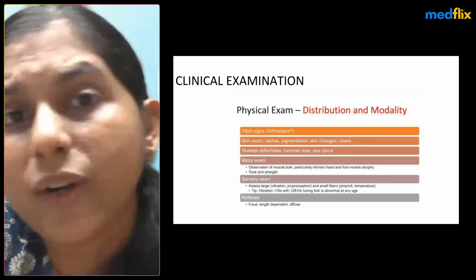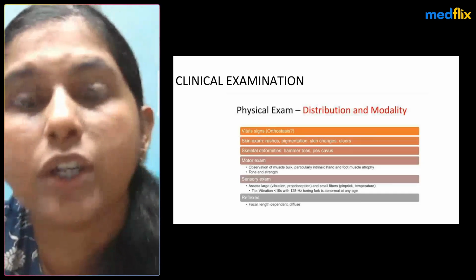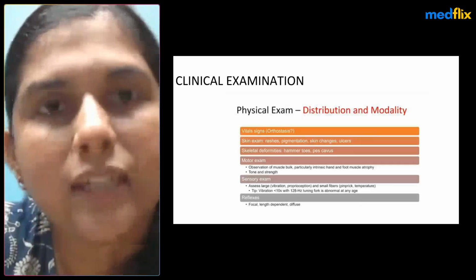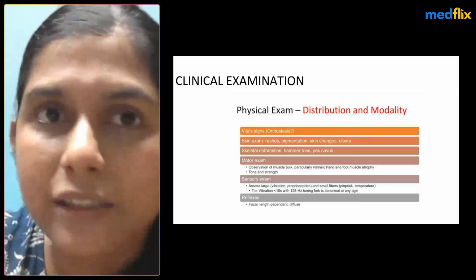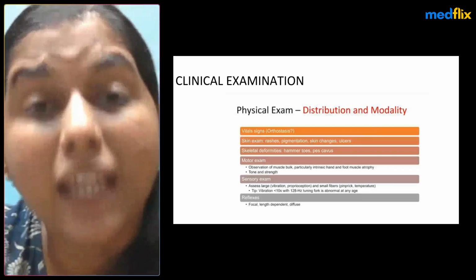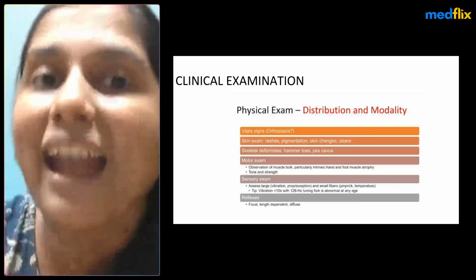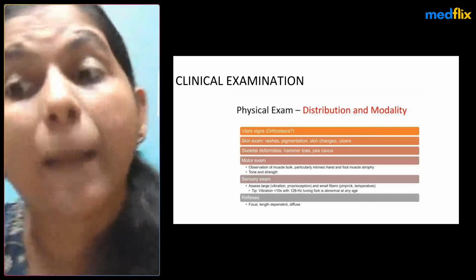Vital signs: never forget to check for orthostatic drop of blood pressure, a very simple bedside test that could give you a clue that there is some autonomic dysfunction present as well. Skin examination, look for skeletal deformities. Skeletal deformities are very important to look for, because this could indicate that the patient has an underlying inherited neuropathy. And it's always important to examine family members as well.